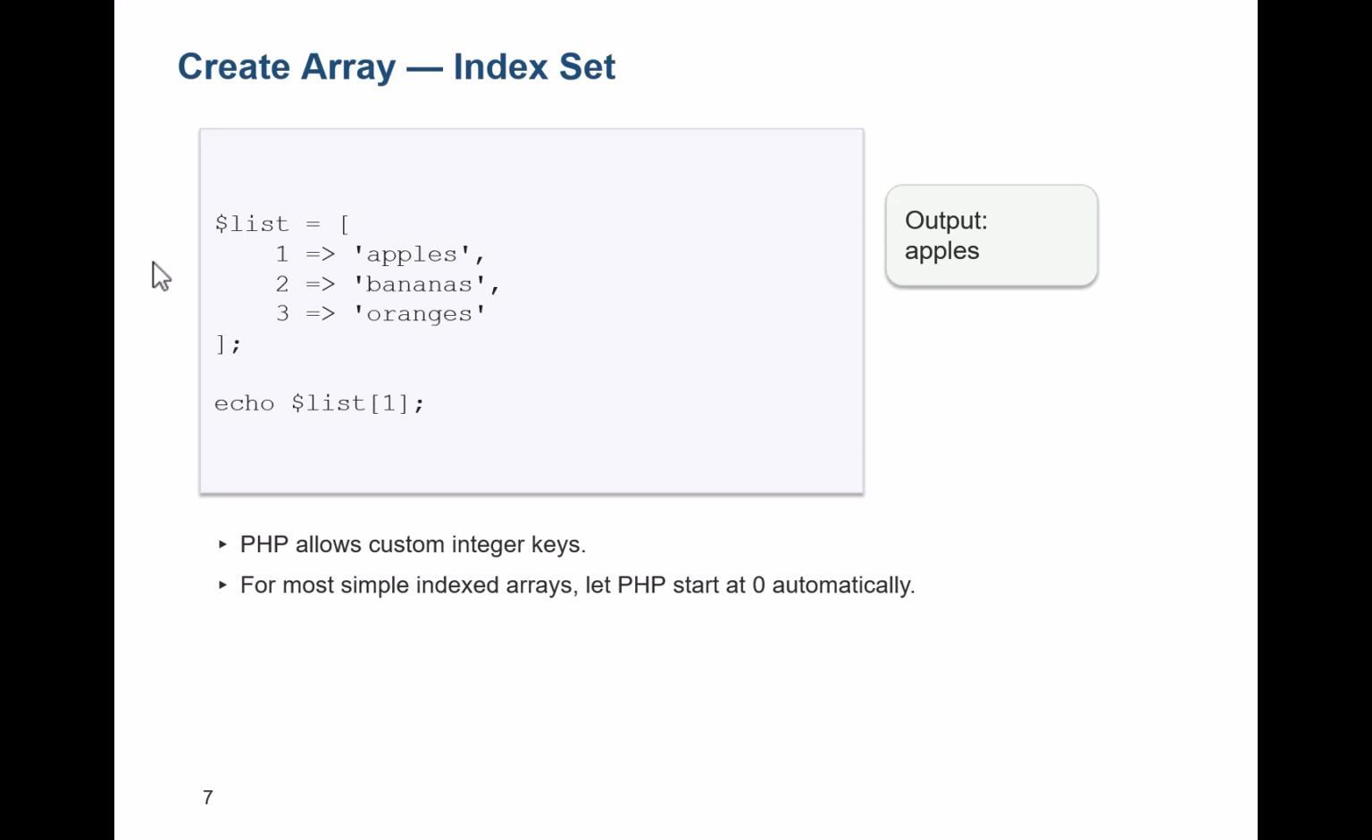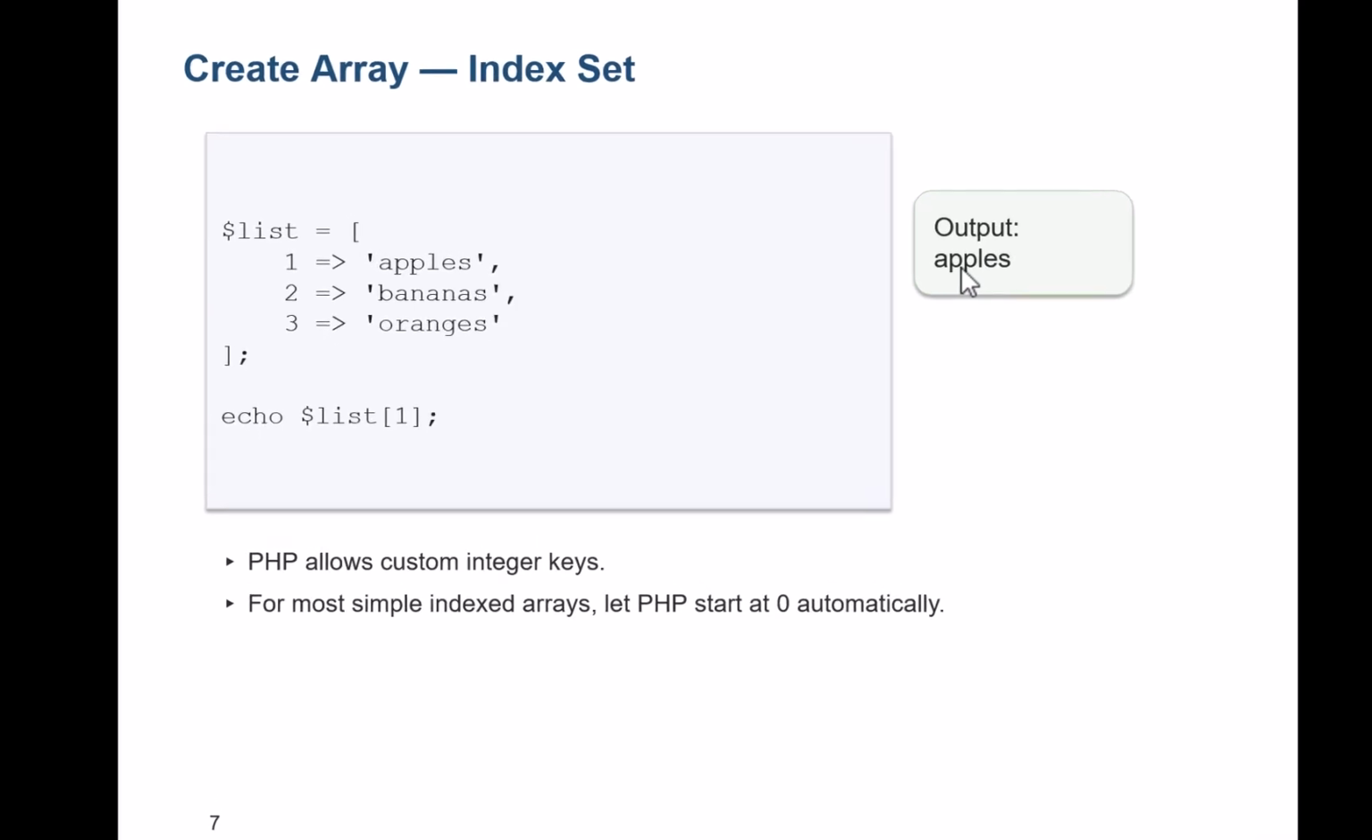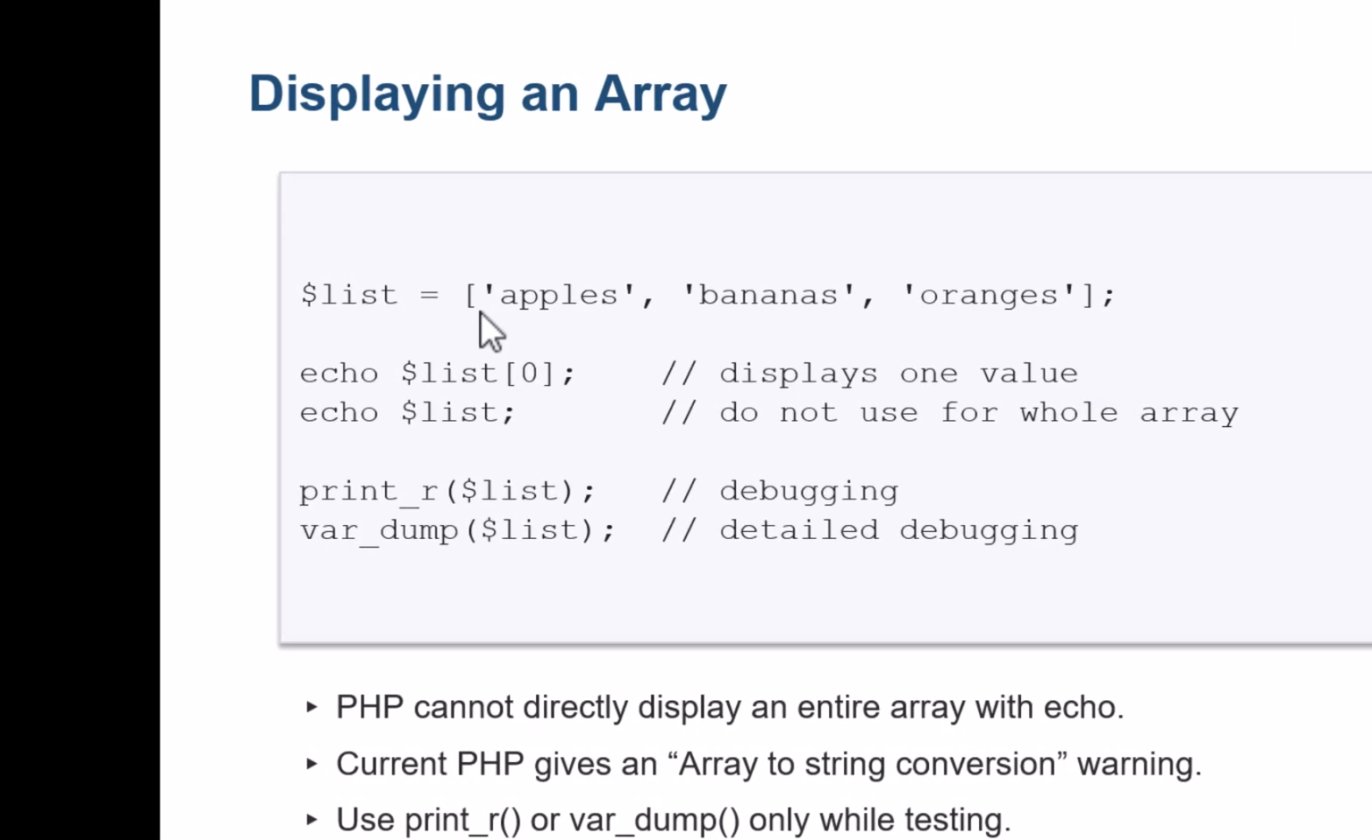PHP allows us to assign our own integer keys. In this example, the first key is 1 instead of 0. To retrieve the stored value under key 1, we use echo and then the variable $list, and inside the brackets, the number 1. This displays apples. Although assigning custom integer keys is valid, it is usually easier to let PHP create the keys automatically for a simple indexed array. For most indexed arrays in the course, we will use this syntax here. This creates keys beginning with 0.